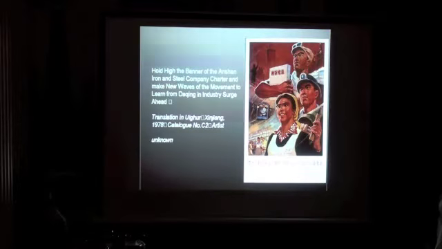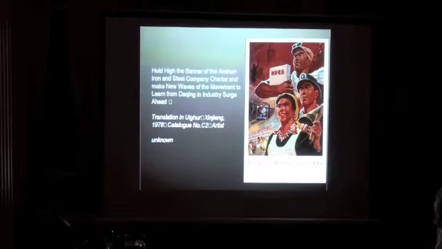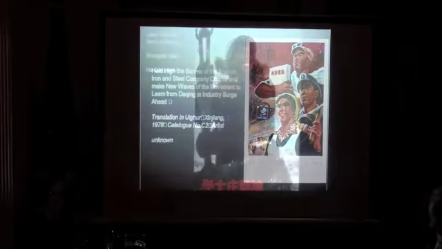So, there are lots of themes. Here you can see one which is based on industry, and there were posters which were trying to promote the model. There were model communes set up for industry and agriculture. The model commune for industry was Daqing.